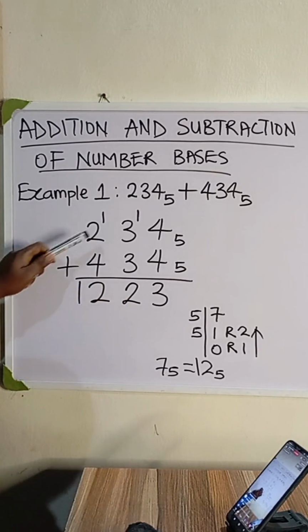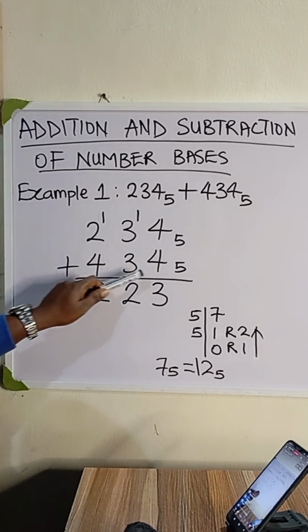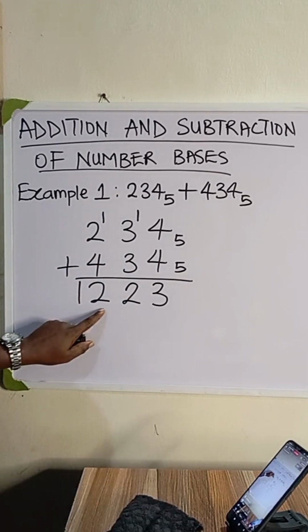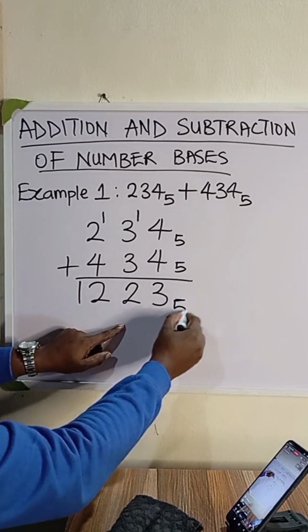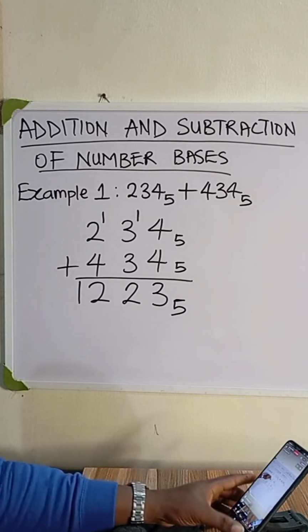This means 234 base 5 plus 434 base 5 is equal to 1223 base 5. So this gives you the actual answer for this particular question.